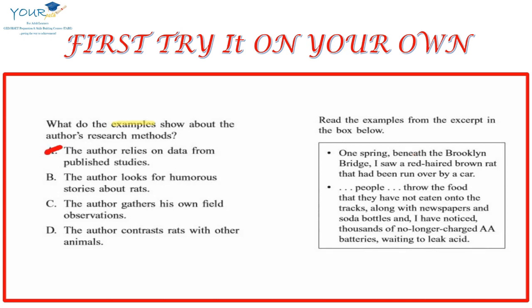So now we can come down to option B, and option B states the author looks for humorous stories about rats. Well, when we come over here to our text, we know that the text did not only talk about rats, it talked about other things as well. So that's one thing that you want to take into consideration.